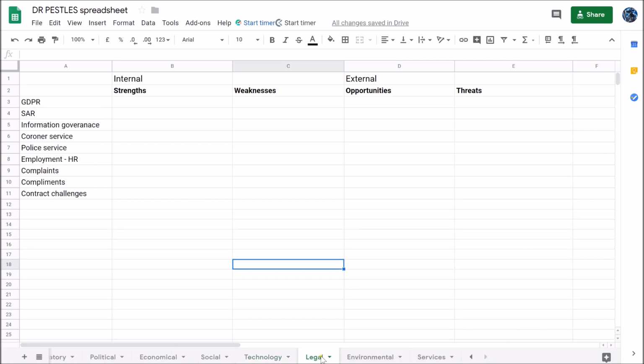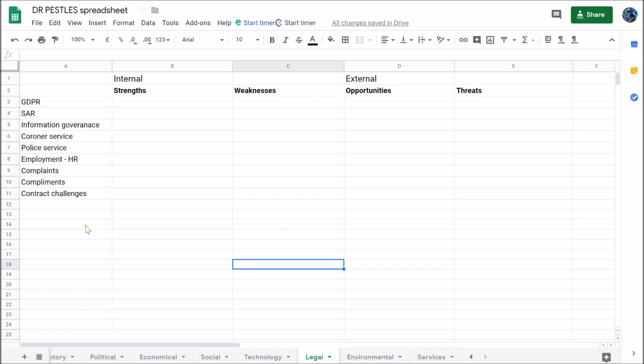Legal. So this is slightly different to regulatory. This is looking at the legal implications of the work that we are doing. Particularly big nuggets are obviously GDPR and SARs, current challenges for many practices, but also kind of things like information governance and the coroner's service and police service are things you need to consider in terms of the relationships that you have with them and the impact they may have on your workload.